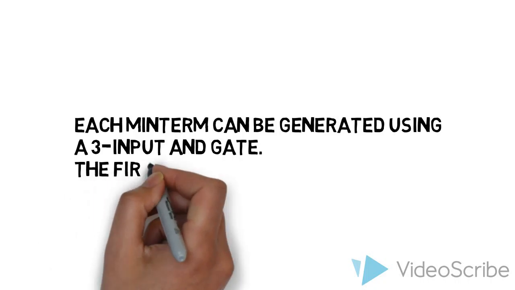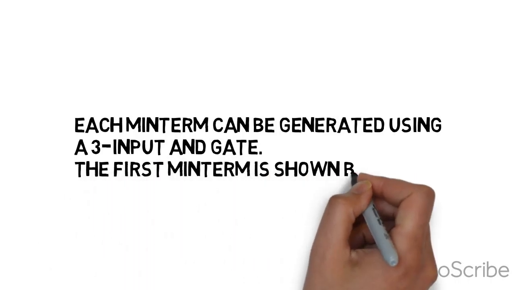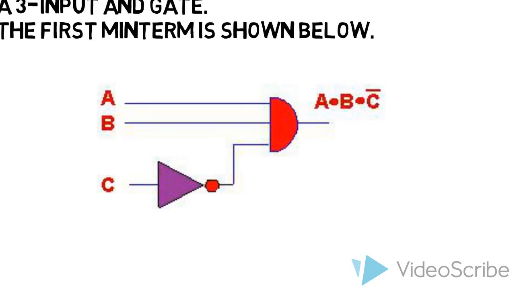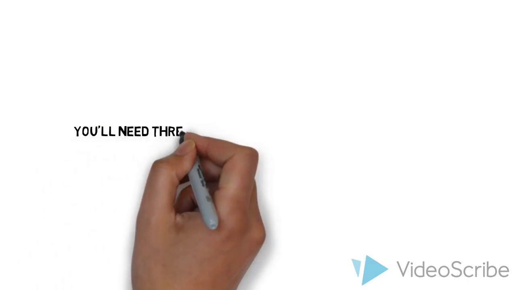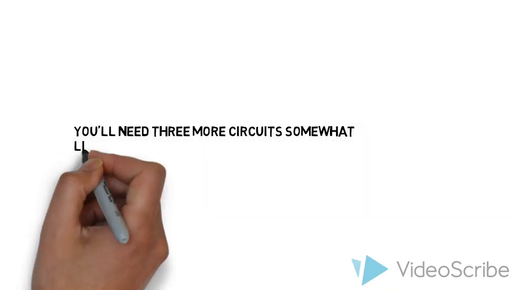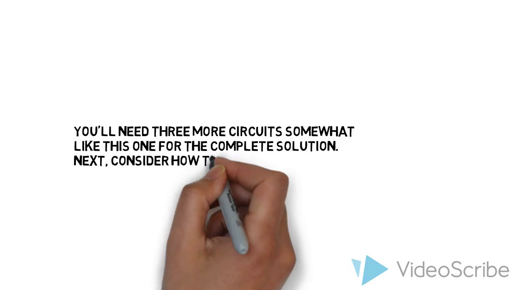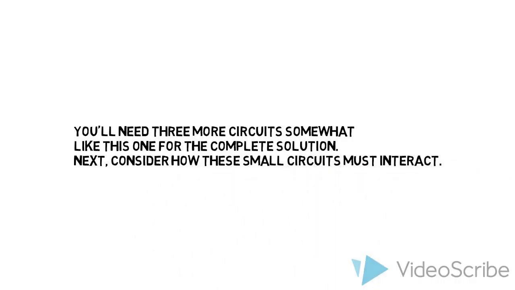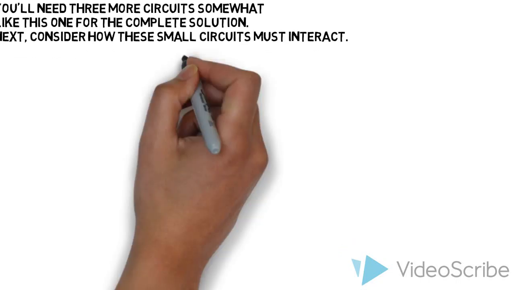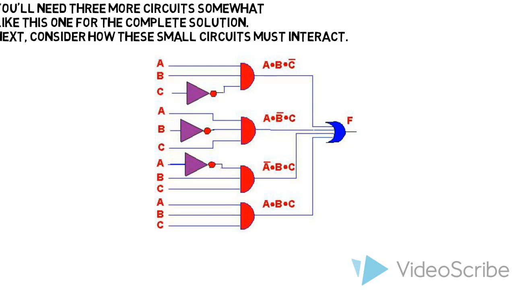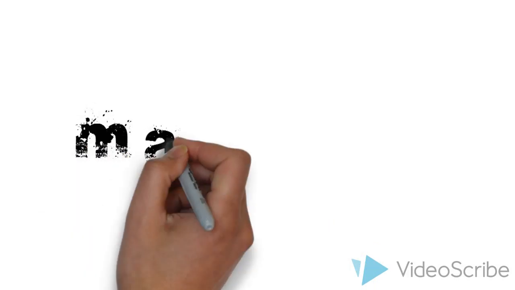Each minterm can be generated using a 3-input AND gate, and the first minterm is shown below. You will need three more circuits somewhat like this one for the complete solution. Next, consider how these small circuits must interact. The function is 1 whenever the first term is 1, or when the second term is 1, or when the third term is 1, or when the fourth term is 1. To implement that, you'll need the following circuit.